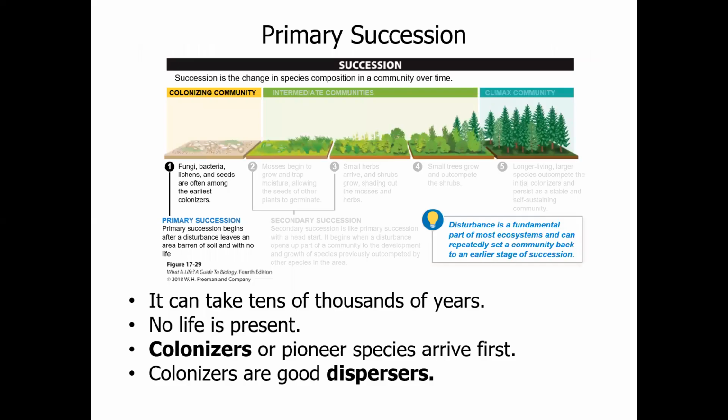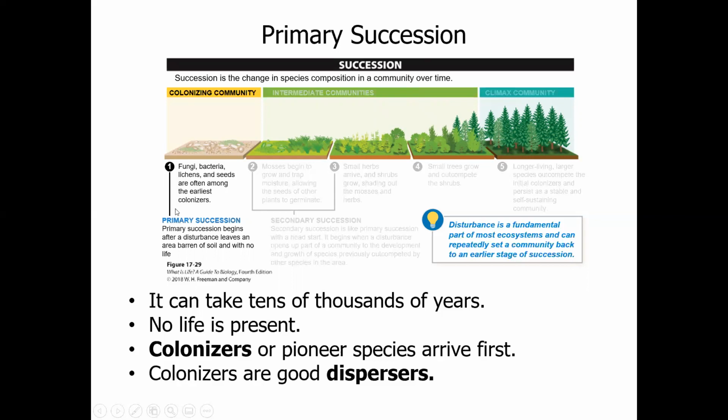So for primary succession, remember we're starting with no life and no soil. An example of this would be something like going from a volcano, which is just lava and ash, starting out and going all the way to a forest. With primary succession, this can take tens of thousands of years because we're starting with no life ultimately.